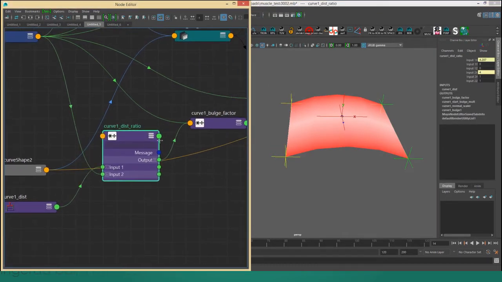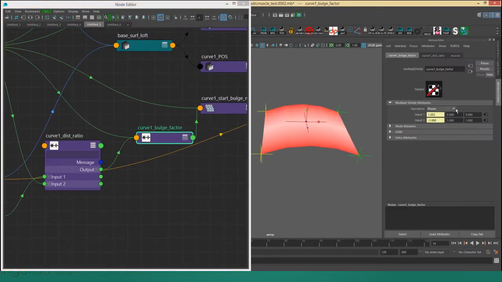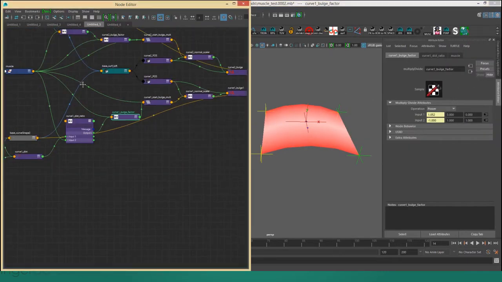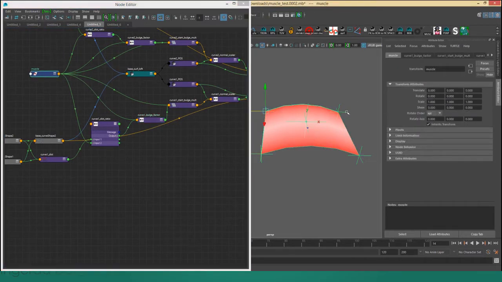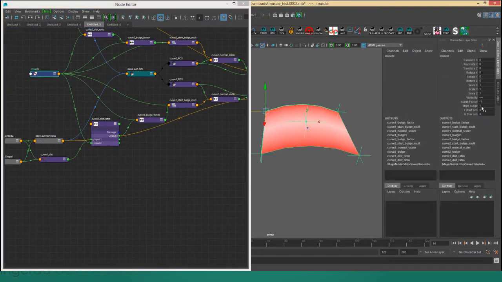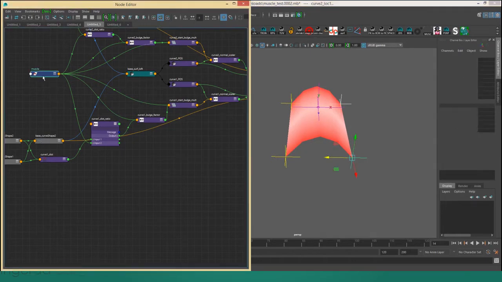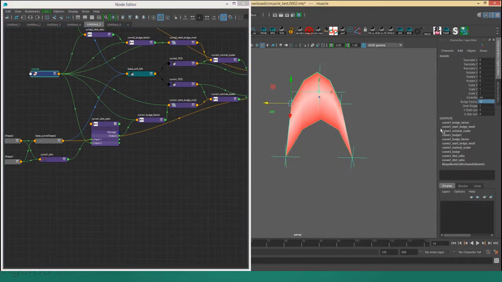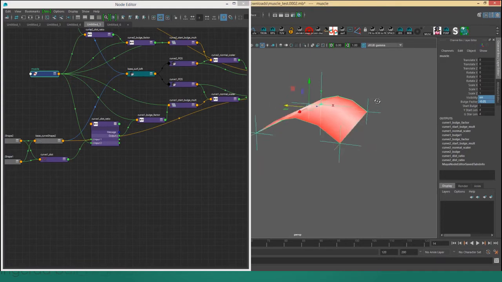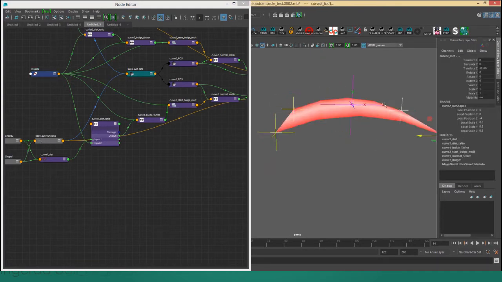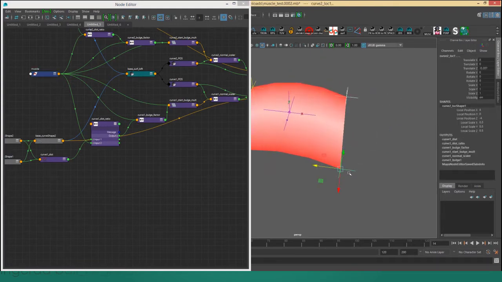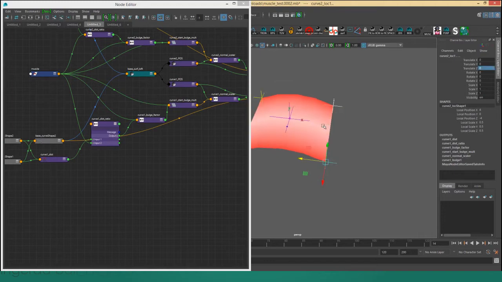Now that I have that ratio, I raise it to the power of the bulge factor. The bulge factor is another attribute on this muscle node. As you can see right now, the bulge factor is set to -1. So when I do this, it bulges about this much. But if I were to come over here and increase the factor, the bulge would be more exaggerated. If I were to decrease it, the bulge would become less exaggerated. So that gives you some customization as to the behavior of the muscle sheet.